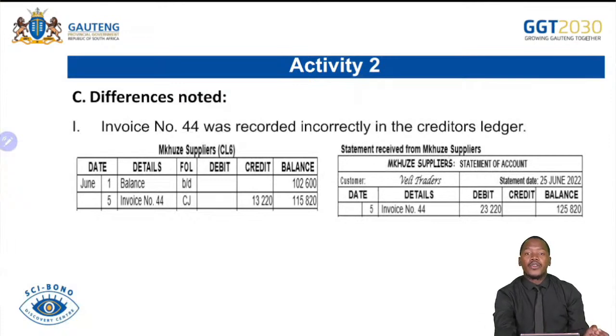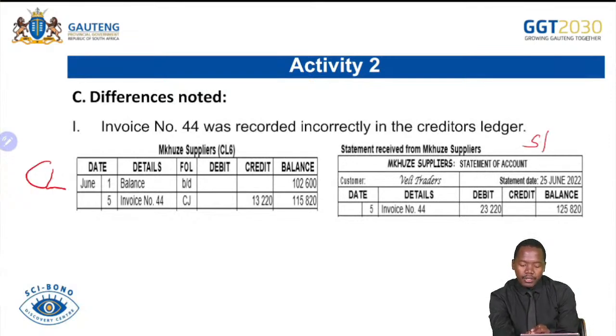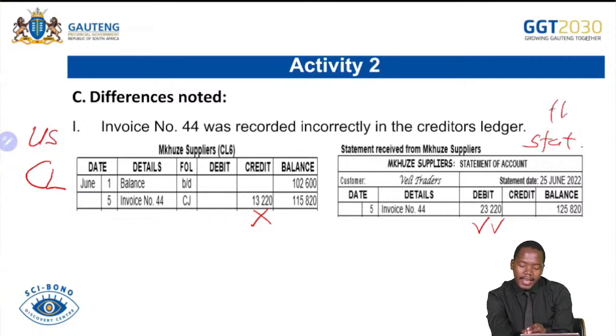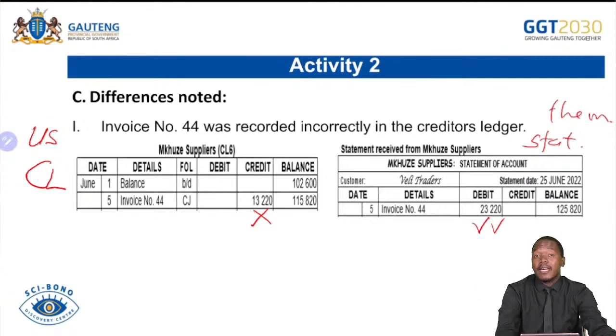Let's check. On your left-hand side, you find your creditor's ledger. On your right-hand side, you find your statement. Now, check the statement. It is showing the correct amount, 23,220. But our creditor's ledger shows an incorrect amount. Remember, this is us, and then this is them. So whenever I ask who made a mistake, you need to say it's the business or it is the statement. Remember, us is the business. Right. Now, let's see how this is supposed to be entered.